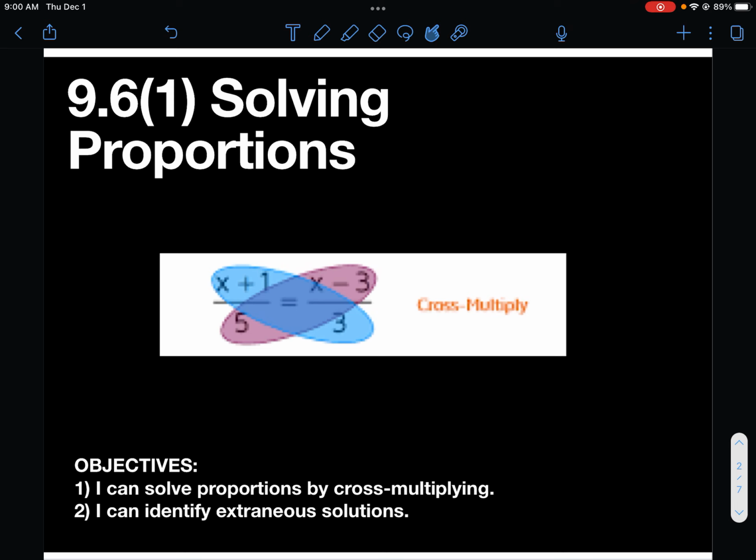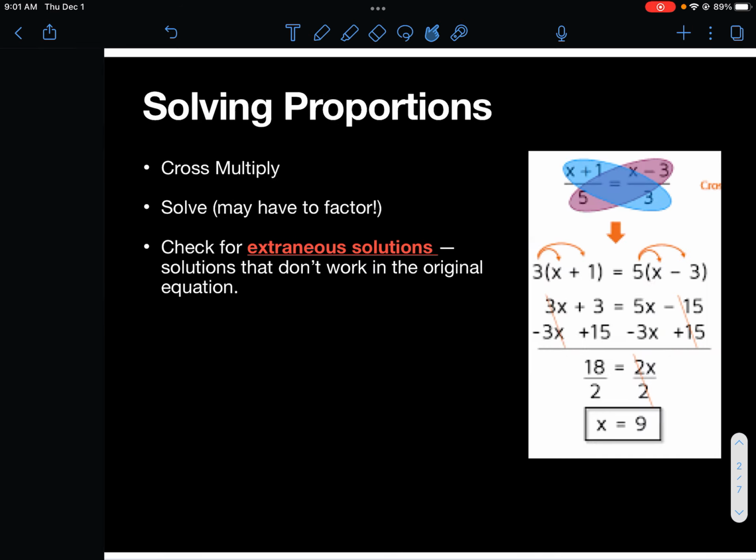Hello everyone, thank you for joining me today as we discuss solving proportions. Our objective for this lesson is to do exactly that. We'll do it by cross-multiplying, and we'll also identify extraneous solutions.